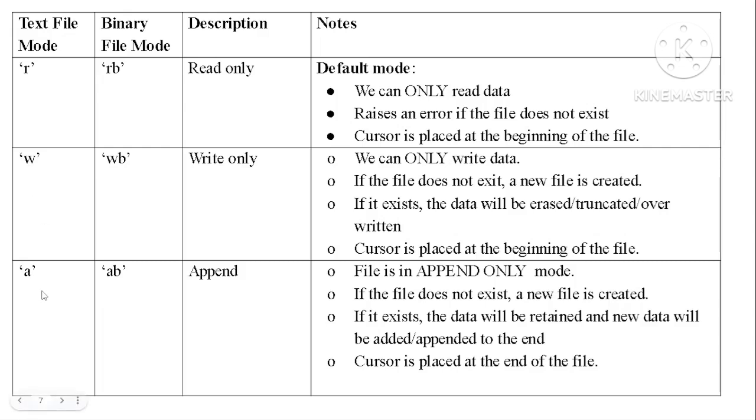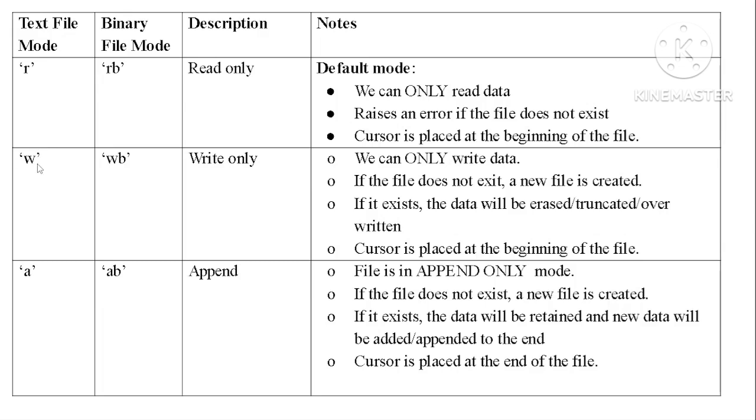If you open in A mode, you can only append the data, but you cannot see what is there already inside. You cannot read anything, right? Now, suppose you try to open a file that does not exist. What will happen when you do that in R mode? An error will be raised saying that there is no such file. No file exists in that.